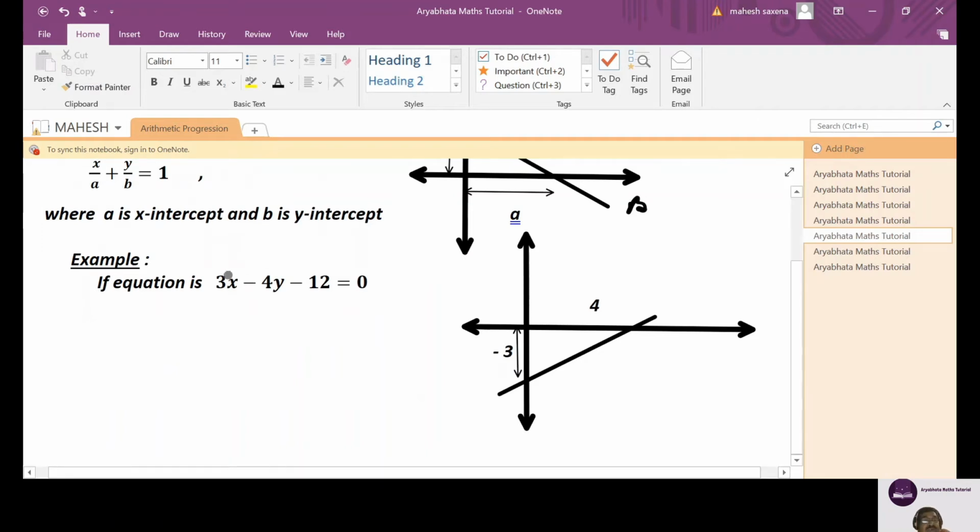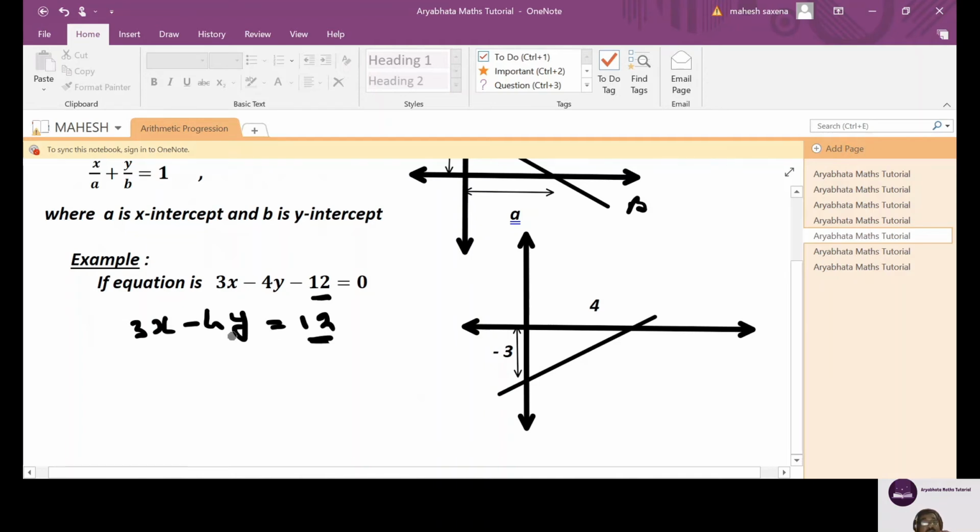Suppose there is an equation 3x minus 4y minus 12 = 0 of a straight line, and we have to find the x-intercept and y-intercept which this line makes. In such cases, keep the constant always positive and bring the other variables to the other side. Therefore, this equation can be represented as 3x minus 4y = 12. This constant should always be kept positive.